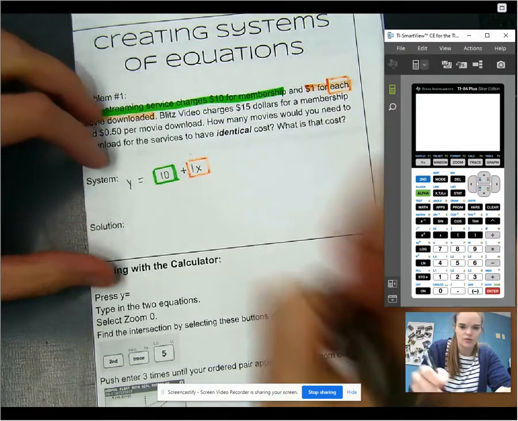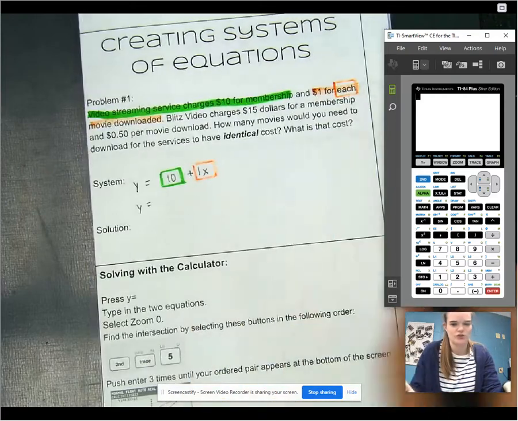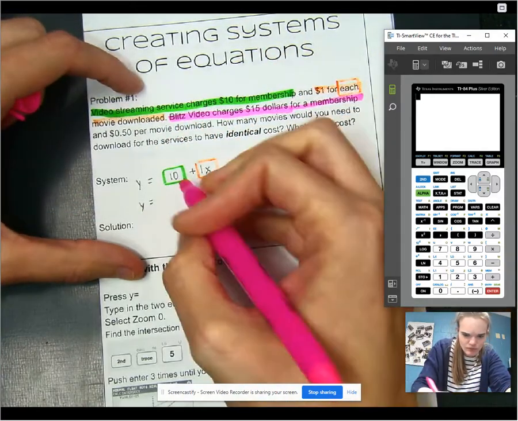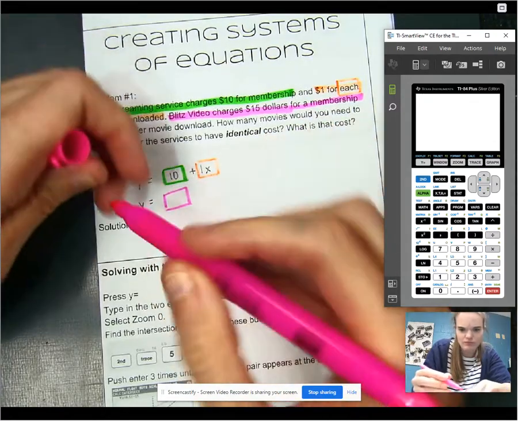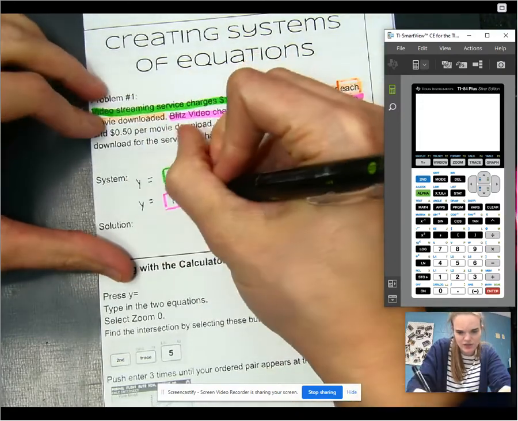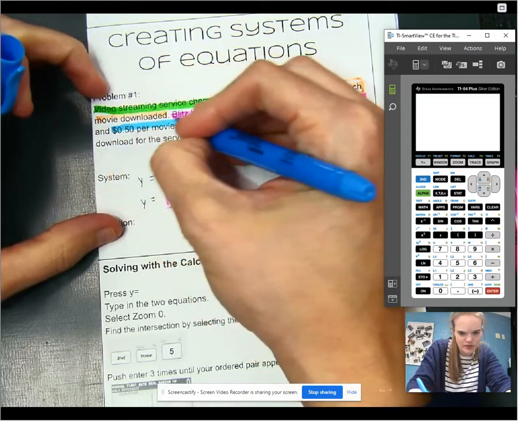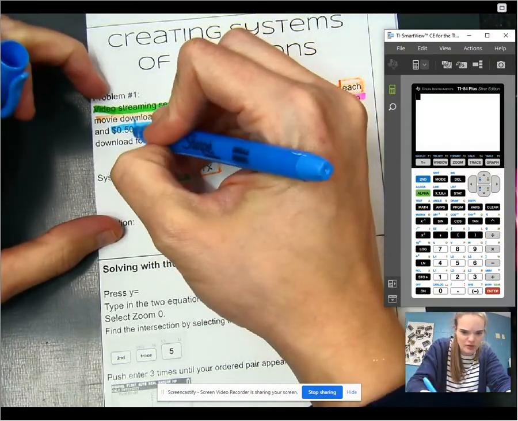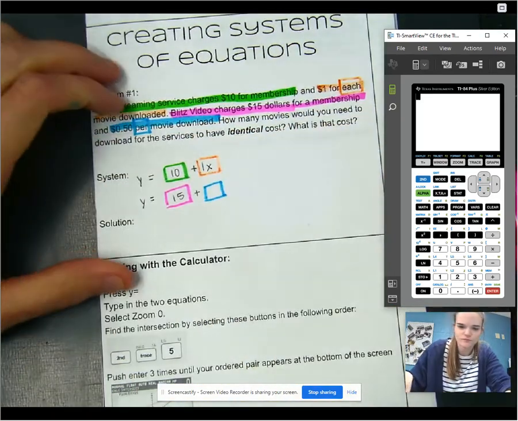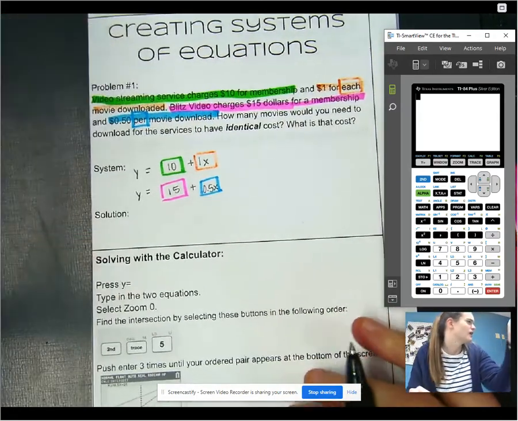The next one, y equals. Blitz Video charges $15 for a membership, so we're going to use pink. So 15, and so plus 50 cents per movie download. So we had each up here, we have per right here. That means that gets the variable. So 0.5x, or you could put 0.50x, whatever.